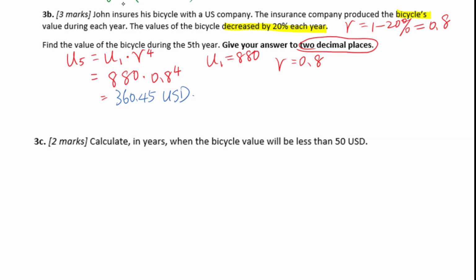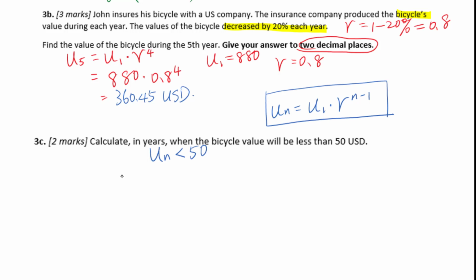Look at 3C. Calculate in years when the bicycle value will be less than 50 US dollars. We will set up u sub n less than $50. u sub n equals u sub 1 times r to the n minus 1 power. This is the general form for a geometric sequence. So we have 880 times 0.8 to the n minus 1 power less than 50. We will use the equation solver to solve this inequality.